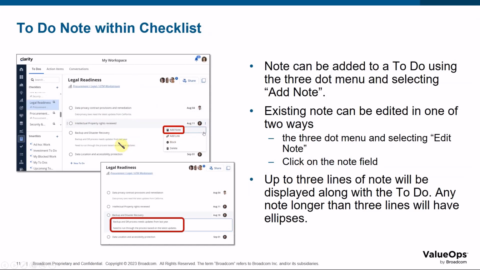If a note is already populated, then I can edit that note in one of two ways. I can either use the three-dotted menu, in which case if the note already exists, the option will be edit note, or I can just click on the note and then start typing or making my changes. In the checklist, the note will be displayed up to 3 lines, and if there is additional text, then we will show an ellipsis.